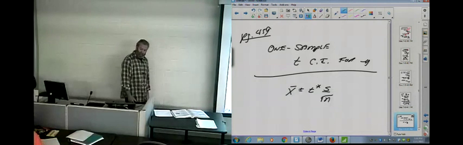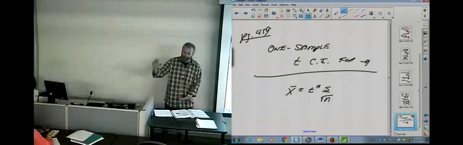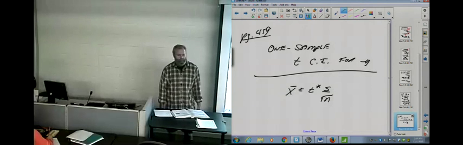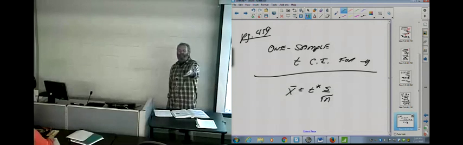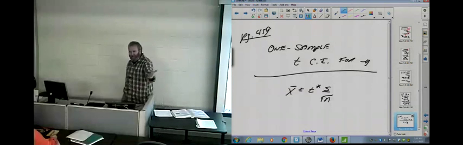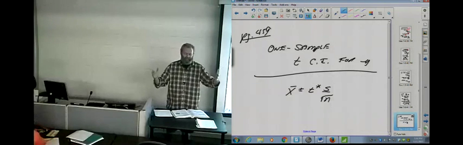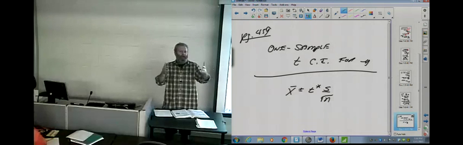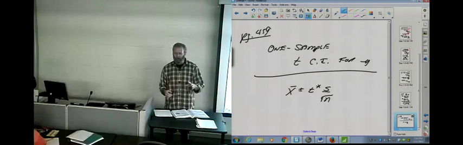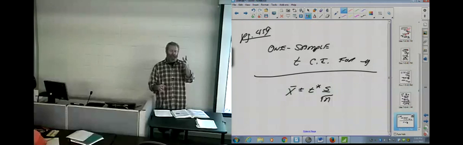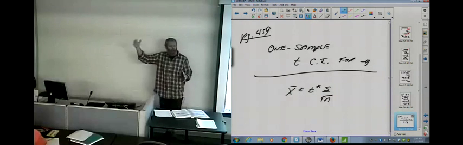X bar is still your estimate. The margin of error is T star times S over the square root of N. Okay? Look, 1 second here. If you want to think about what that T-score is measuring, remember a Z-score measures what? It measures how many standard deviations away from the mean a particular observation is, right? You know, you're 2.2 away. That means you were 2.2 standard deviations to the right of the mean.